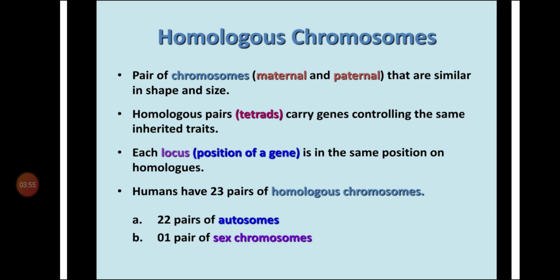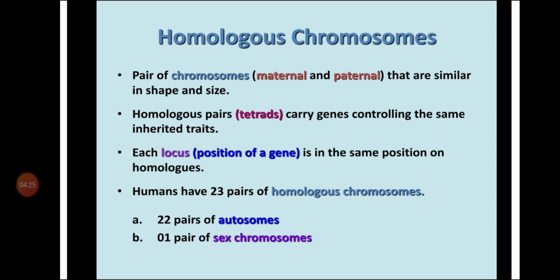Homologous chromosome means what? The pair of chromosomes, that is maternal and paternal, means one will be a maternal chromosome, one will be a paternal chromosome. The pair of chromosomes that are similar in shape and size are known as homologous chromosomes. The pair of chromosomes, maternal and paternal, that are similar in shape and size are known as homologous chromosomes.